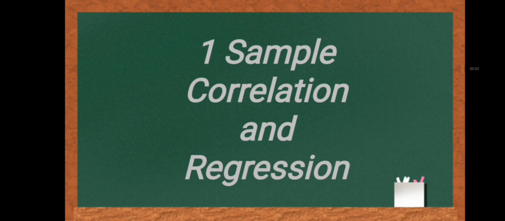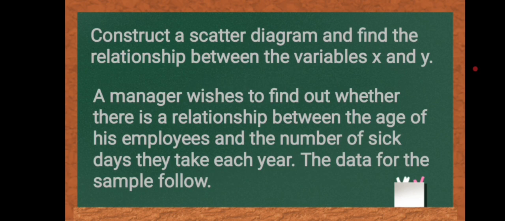Now, let us explore correlation and regression with a sample. Construct a scatter diagram and find the relationship between the variables x and y. A manager wishes to find out whether there is a relationship between the age of his employees and the number of sick days they take each year. The data for the sample follow.